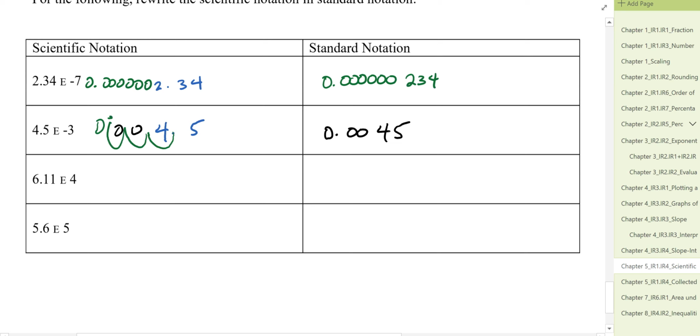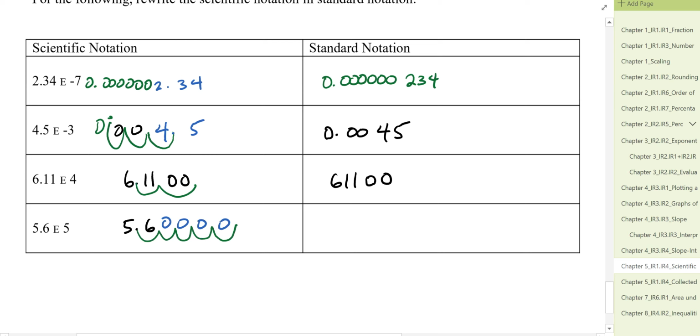And when it's positive E4 here, meaning 10 to the 4 power. So in standard form, I have 6.11. Positive 4, meaning move right 4 times, 2, 4. So I'm going to add zeros here. So my final answer is 61100. Again, positive 5, meaning I move the decimal to the right 5 times. So 5.6 to the right 5 times. So 1, 2, 3, 4, 5. You can literally count them, right? And my final answer is 56 with 4 zeros.